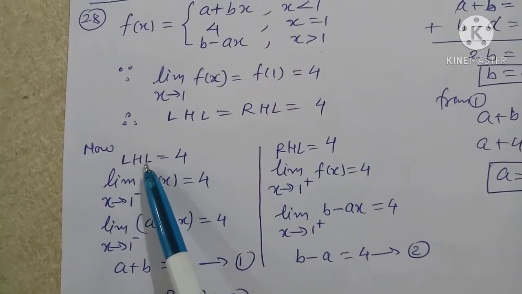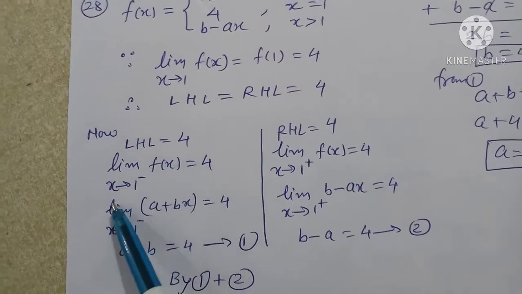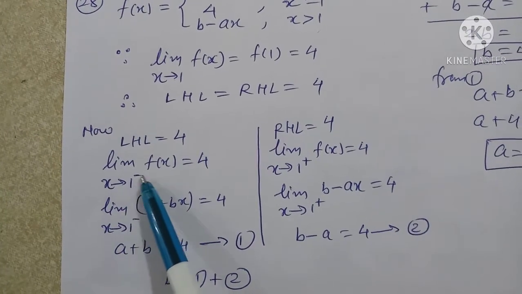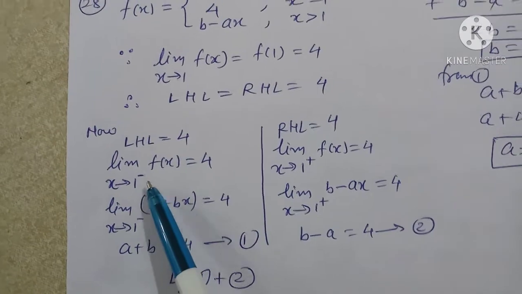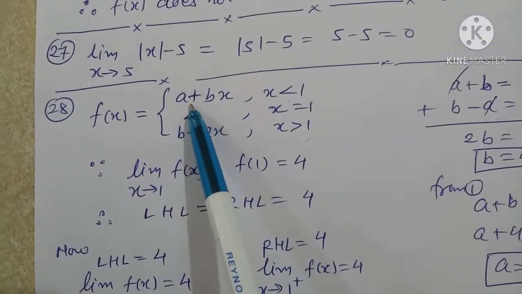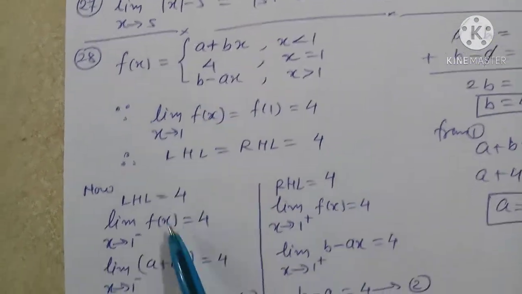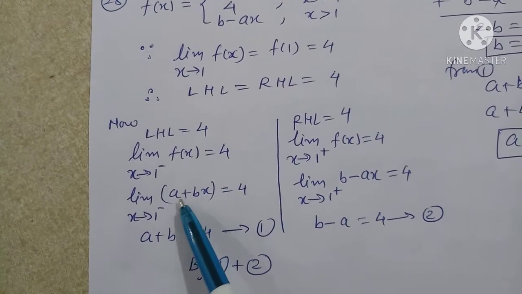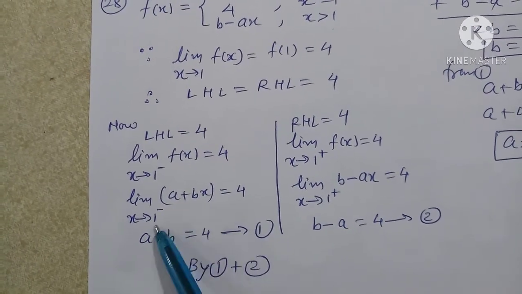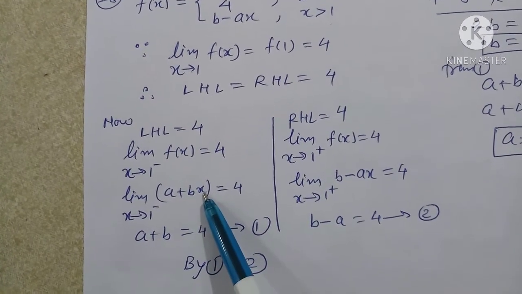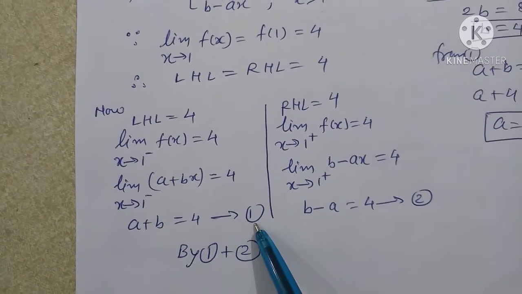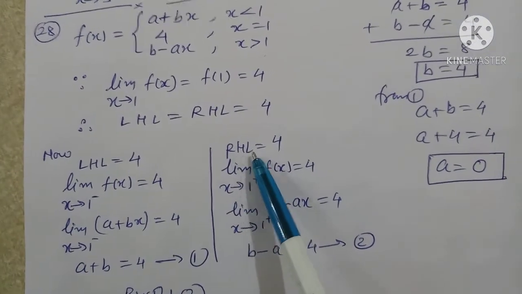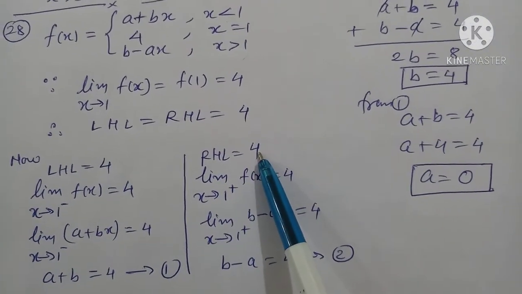Now since the left hand limit is also 4, limit x tending to 1 minus f(x) is equal to 4. 1 minus means less than 1. Less than 1 the function is a plus bx. So in place of f(x) write a plus bx and now raise the limit. Since x is equal to 1, here we will get a plus b is equal to 4. Call it equation number 1.